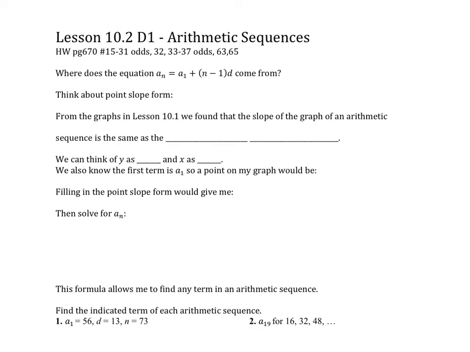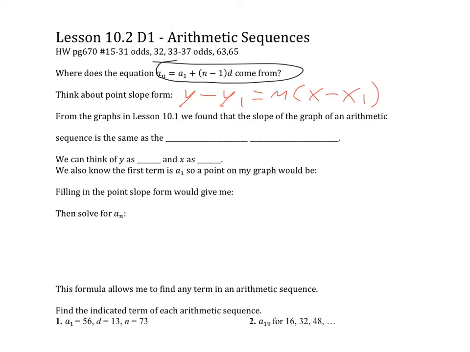Last lesson we learned about identifying arithmetic and geometric sequences. Today we're going to focus only on arithmetic sequences. So where does the equation for arithmetic sequences come from? It looks a lot like point-slope form. Point-slope form, if you remember, is y minus y1 equals m times x minus x1.